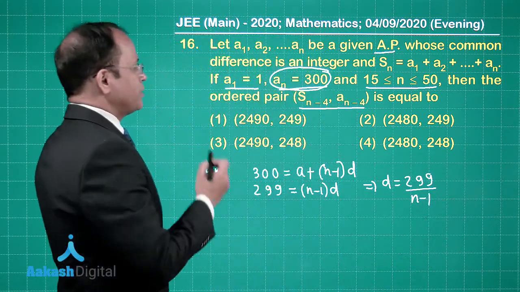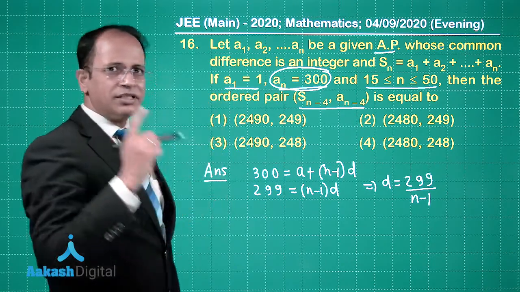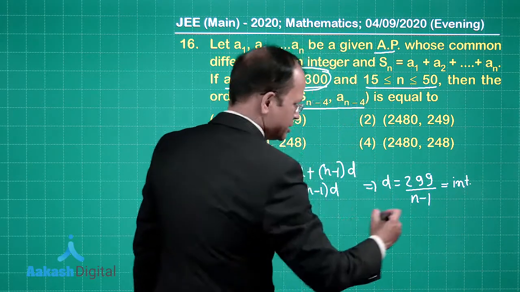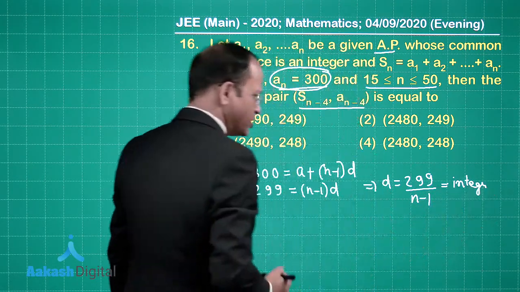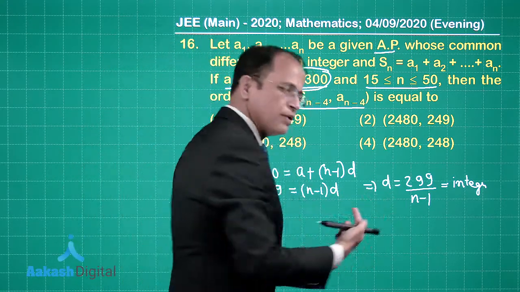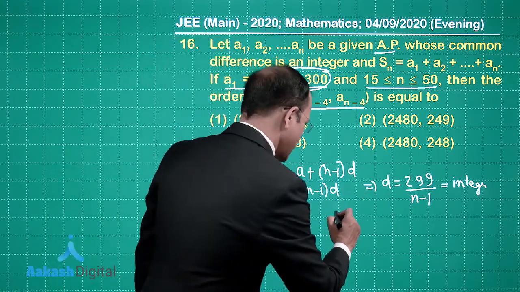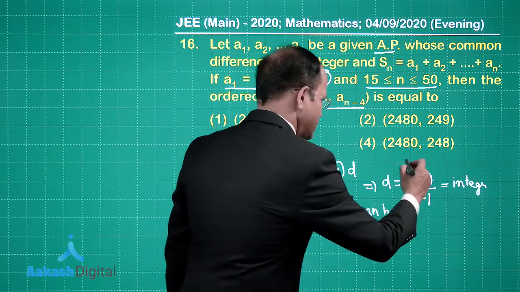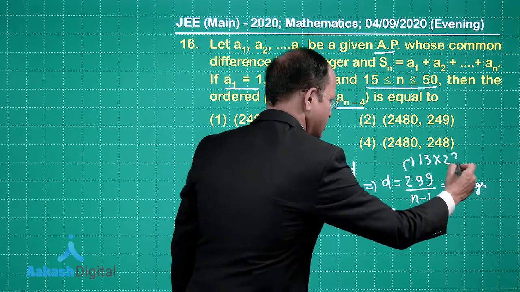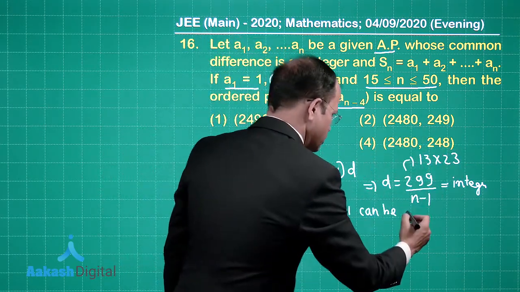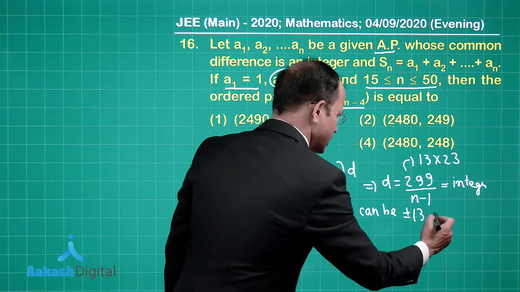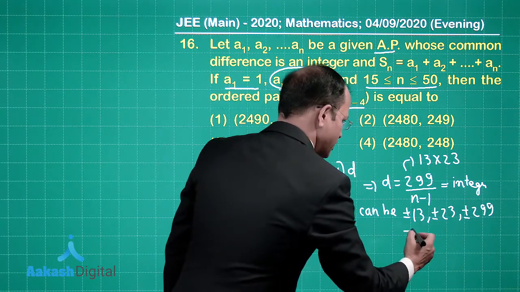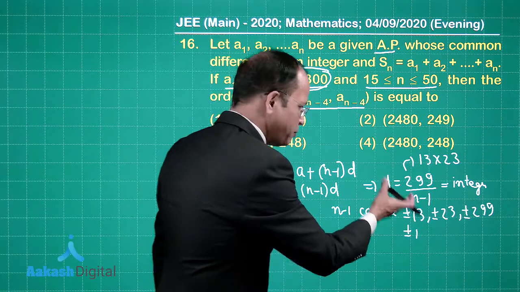Got it? Now here it has been given that the common difference is an integer. So that is a very important thing. It is an integer. That means we have to check now, right? How can it be an integer? What can be the possible values of n? So that means n minus 1 can be, because 299 can be written as 13 into 23, right? These are the multiplication of these two terms. So it can be plus minus 13, plus minus 23, plus minus 299, or plus minus 1 also. So there are 8 possibilities we have.